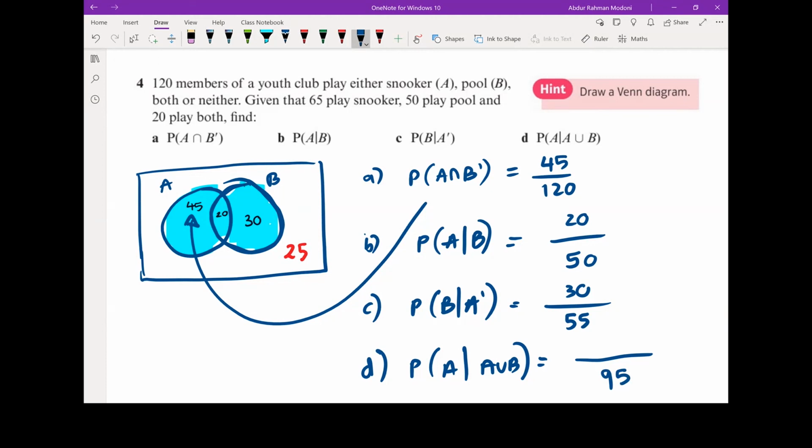So out of this A union B, how much of it is A? So we can see in A, the circle A, there is 45 and 20. So it's a total of 65 there. So it's 65 out of 95. And so that's how we tackle conditional probability with Venn diagram. We restrict the sample space based on what has happened, what they say has happened, given that this has happened.